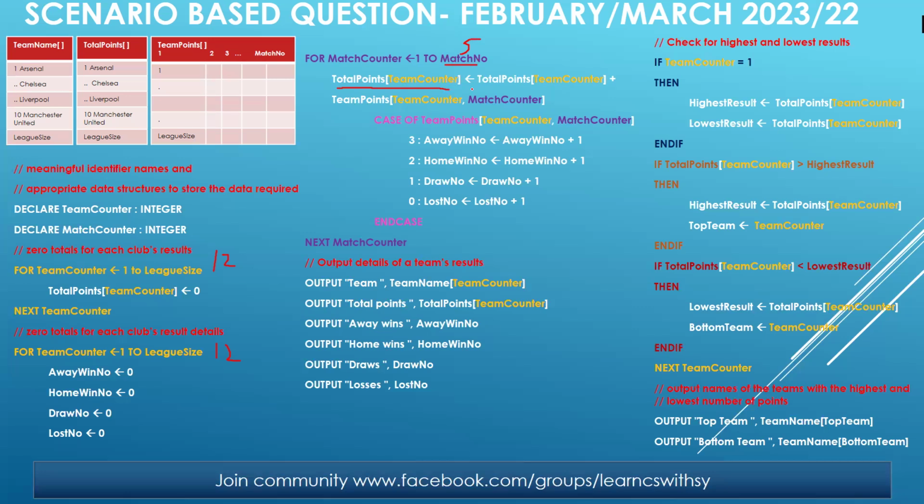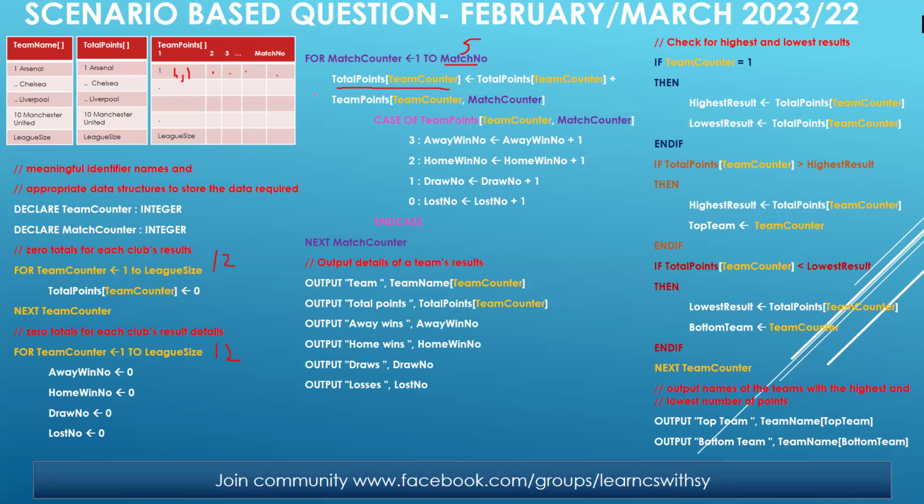Total points team counter equals total points team counter plus. Now this is again the same: total equals total plus. Remember, we have learned total equals total plus the new value. This new value will be taken from this location. So this is your 1, comma 1. This is 1, comma 2. This is 1, comma 3. This is 1, comma 4. And this is 1, comma 5.